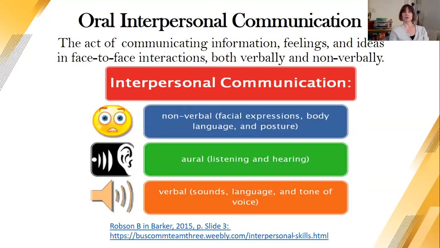So interpersonal communication, nonverbal, has to do with those facial expressions, the body language, the posture, whereas verbal has to do with what's coming out of the mouth, the sounds, the language, the tone of voice, which communicates so much. Two people can say the same words and mean totally different things, and you know what they mean when you hear it. The important thing to remember is that there's always also oral communication, listening and hearing, not just to the verbal communication, but also to the nonverbal communication.